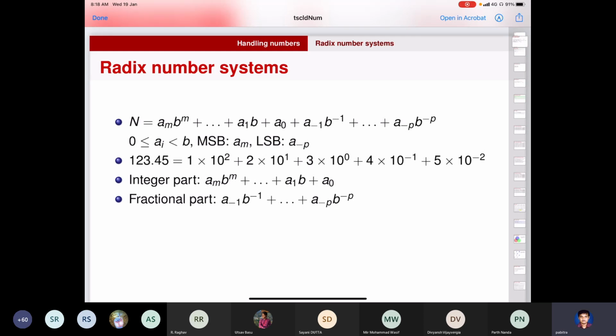So that is a_-1 times b to the power -1, a_-2 times b to the power -2, and so on. So in this case, 4 divided by 10 plus 5 divided by 100. Okay, so these are the usual definitions. I think you are very much familiar with all this. I'm just recapping them. Okay, so this is the fractional part.